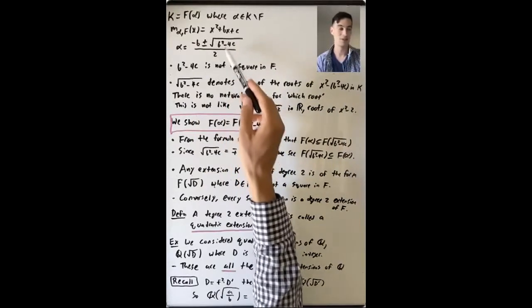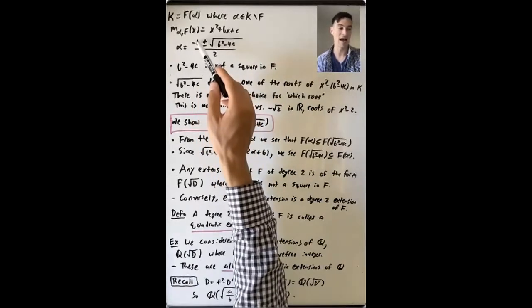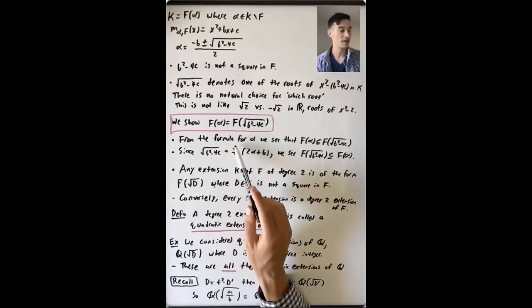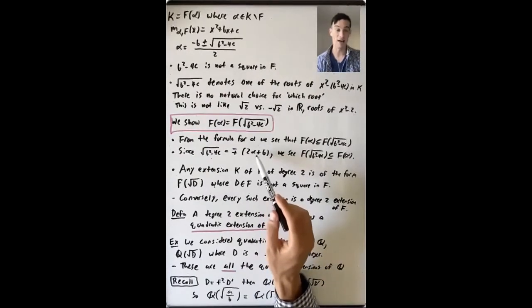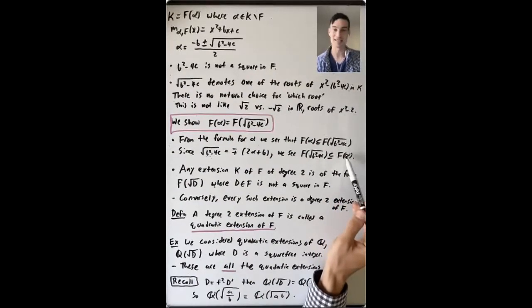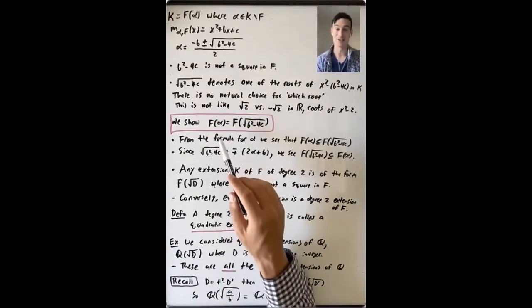We can just solve for this square root of b squared minus 4c in terms of alpha: multiply both sides by 2, add this b to both sides, and you see that square root of b squared minus 4c is minus plus 2 alpha plus b. So if you're in a field that contains F and also contains alpha, then you also certainly contain this element. So this field F adjoin square root of b squared minus 4c, there's no a, is contained in this F adjoin alpha.